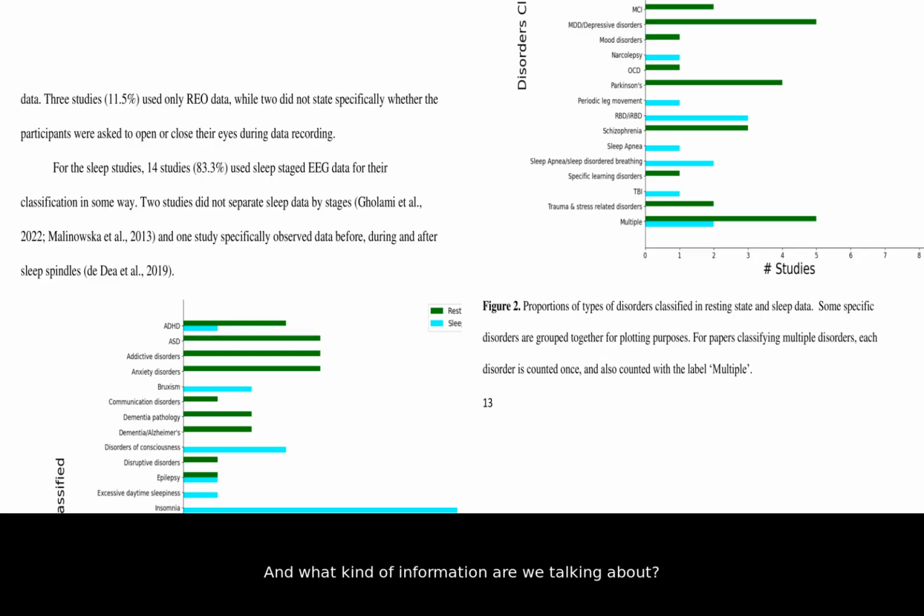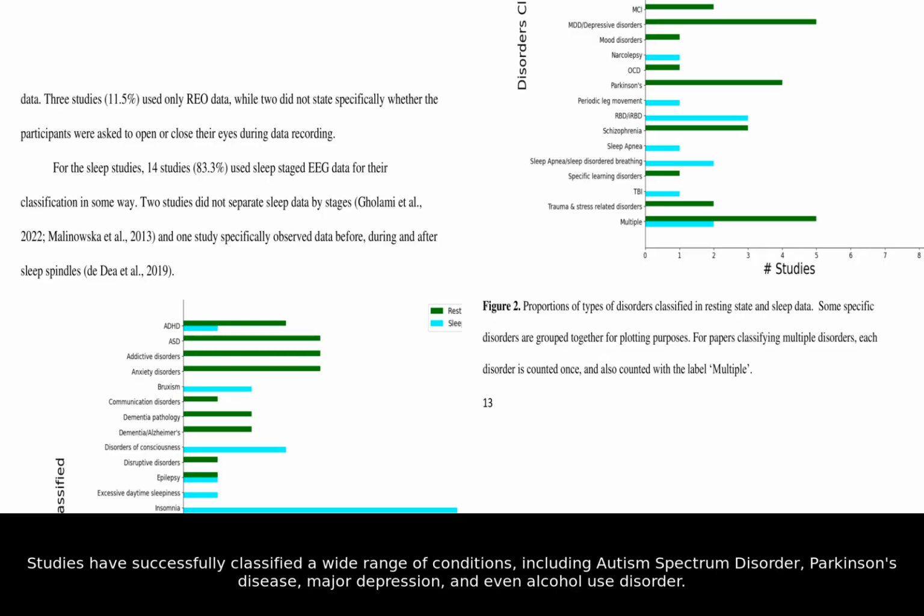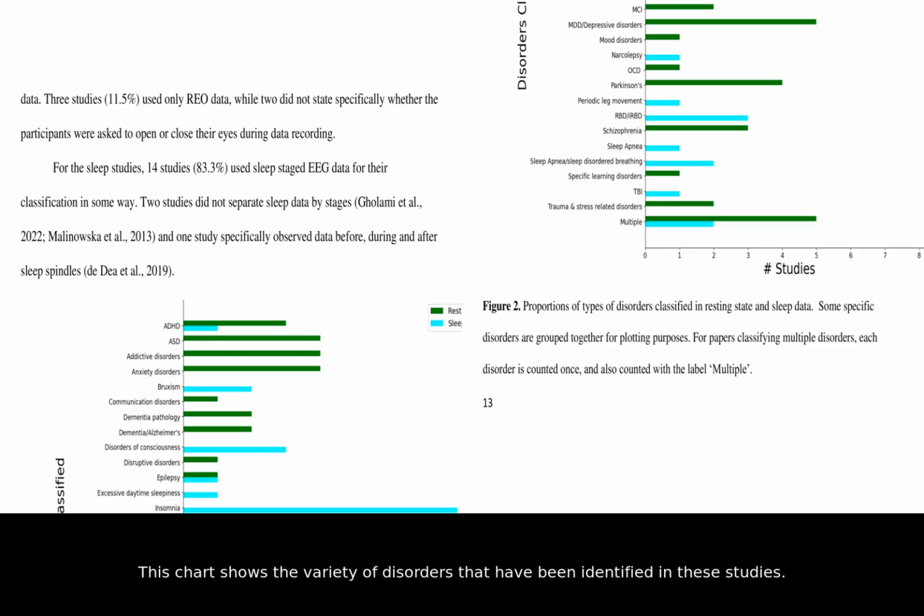And what kind of information are we talking about? Studies have successfully classified a wide range of conditions, including autism spectrum disorder, Parkinson's disease, major depression, and even alcohol use disorder. This chart shows the variety of disorders that have been identified in these studies.